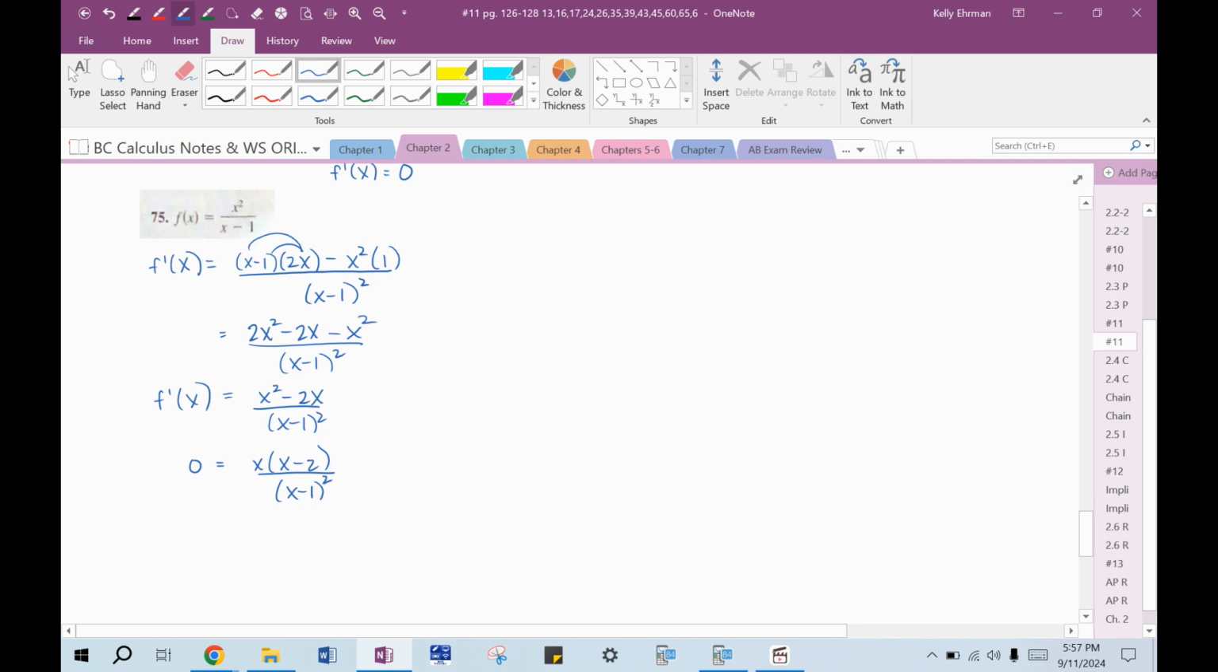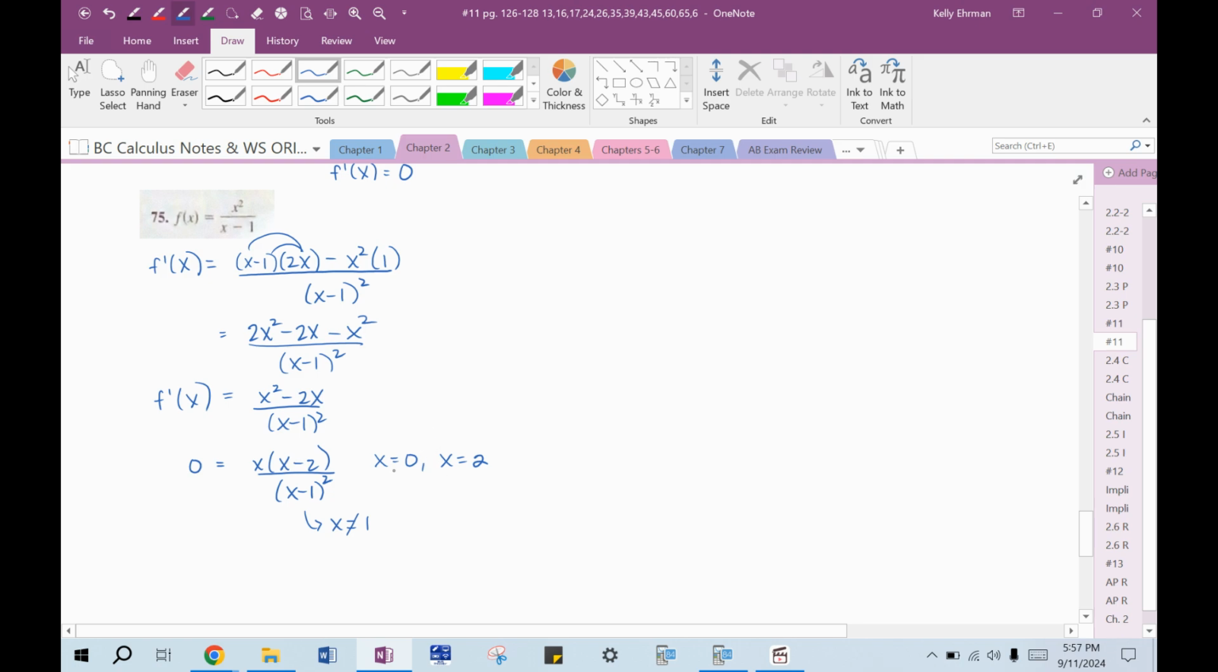So think back to your pre-calc and your algebra 2 days. A fraction, a rational function, is equal to 0 when the numerator is equal to 0. So that's just at x equals 0 and x equals 2. The denominator is only there to remind you that x equals 1 is not a possibility here. But that's not one of our zeros anyway.